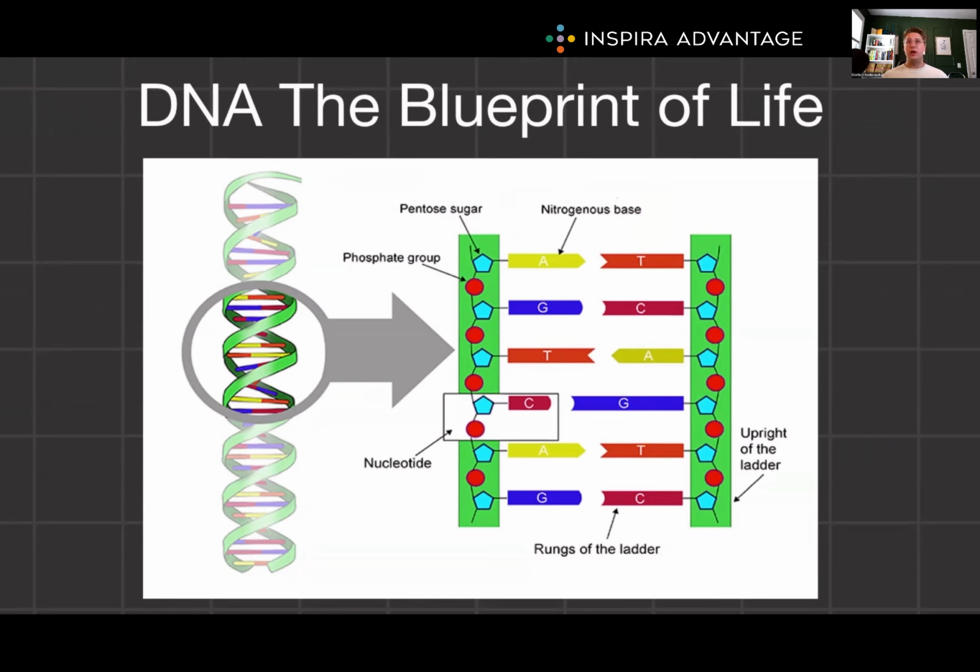deoxyribonucleic acid. It contains the genetic instructions for the development, functioning, growth, and reproduction of all known organisms. It is composed of two strands forming a double helix, with each strand consisting of nucleotides. Nucleotides are shown here in yellow, blue, orange, and red. Each nucleotide contains a phosphate group in red, a deoxyribose sugar in blue, and the nitrogenous base, the A, G, T, and C. Altogether, these three things make up a nucleotide. So one nucleotide, two nucleotides, 3, 4, 5, 6, and so on and so forth. And you'll notice that they bind A to T and G to C, and this is true forever.